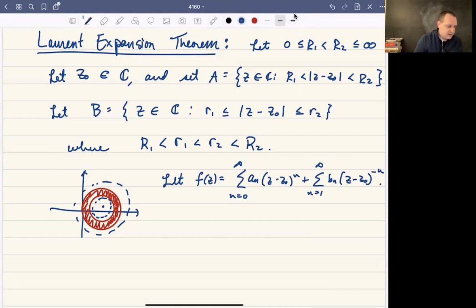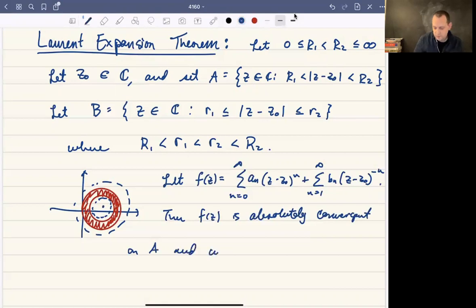Then this series is absolutely convergent on A, and uniformly convergent on B.